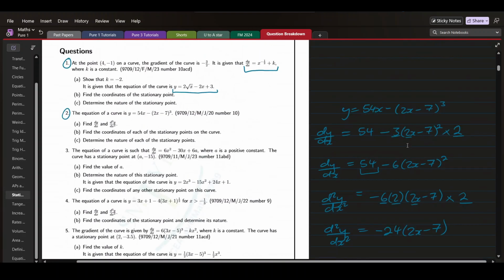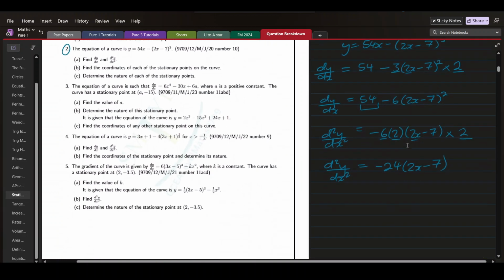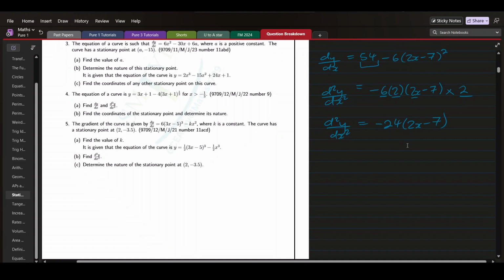Alright, let's do part B. Part B says find the coordinates of each of the stationary points on the curve. So we know that at a stationary point dy/dx is equal to 0. So we can equate our gradient function dy/dx to 0. So that's 54 minus 6 times (2x minus 7) squared is equal to 0.